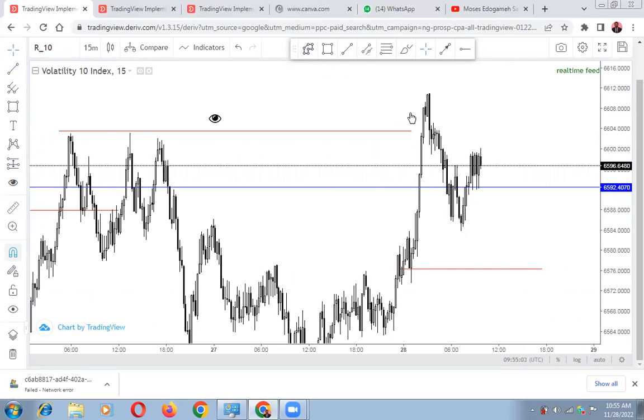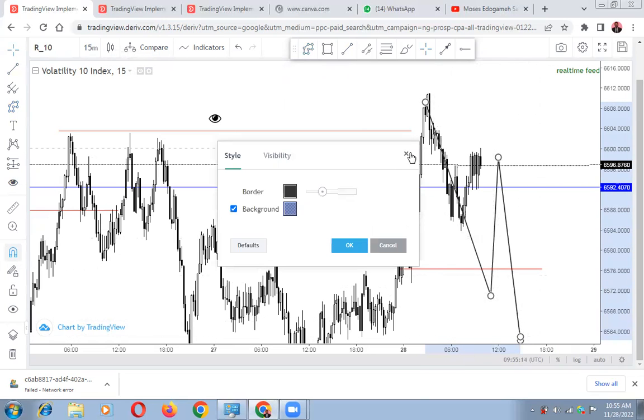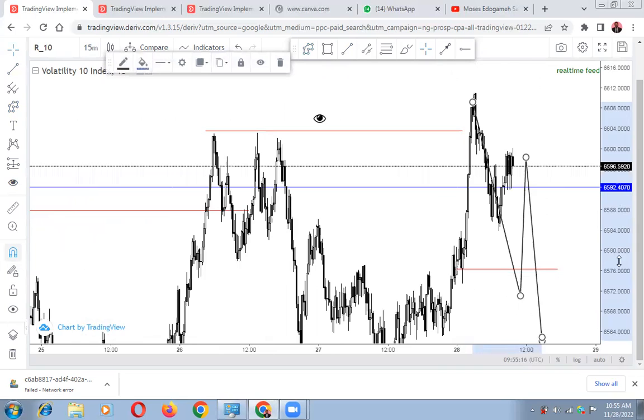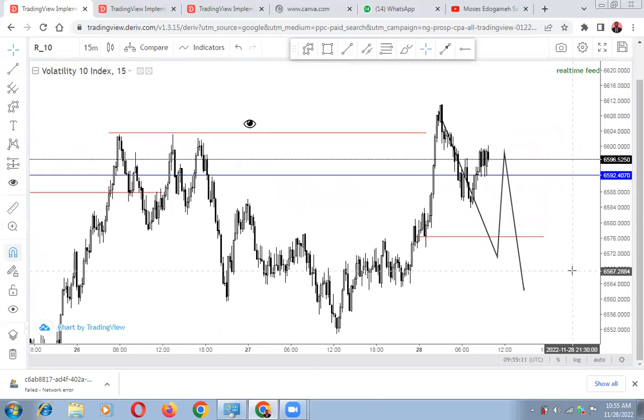So if price can give us something like this, breaks here, then price should come back into that zone, and then we look to sell from there. So this is how to spot your entries.